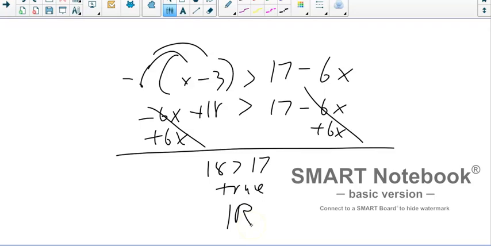Now, let's go back and change the problem. Let's say it was originally less than. Then I would have ended up with 18 is less than 17. That's a false statement, and that would have been no solution. Okay, so you've got to pay attention to whether it's a true or false statement to know if it's all numbers or no numbers that work for that.